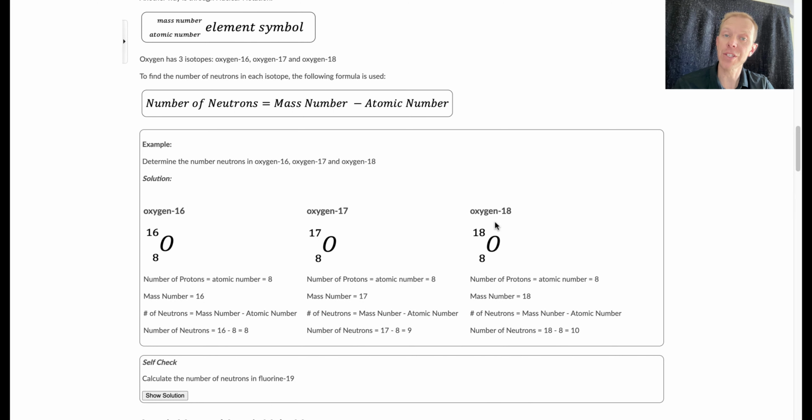And finally, for oxygen-18, we see it has a mass number of 18 and an atomic number of 8. Using our formula, the number of neutrons is equal to the mass number subtract the atomic number. We get 18 minus 8. There are 10 neutrons in oxygen-18. So we can see that we're all dealing with oxygen. They're just different isotopes because they have a different number of neutrons contained in the nucleus.